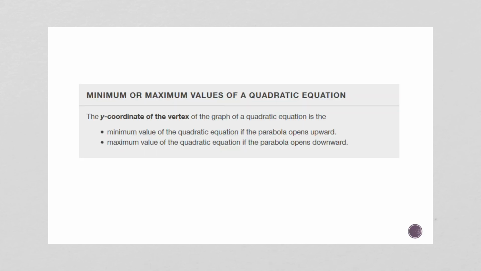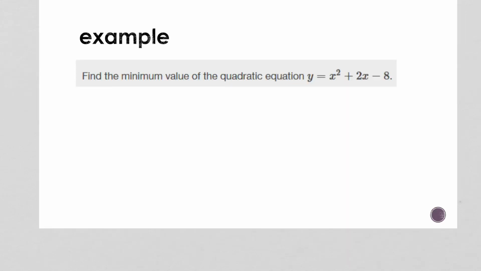Okay, so this is important to know too. The y-coordinate is considered the minimum value if it opens upward. The y-coordinate of the vertex is considered the maximum value if the parabola opens downward. So keep in mind that x isn't really what we're looking for. If I say find the minimum and maximum, what I want you to tell me is what the y-coordinate of the vertex is. All right, so this problem says find the minimum value of the quadratic equation.